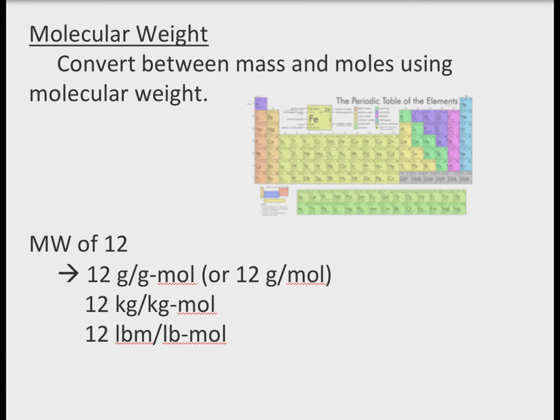Okay, next concept, molecular weight. When we talk about molecular weight, we're talking about converting between mass and moles, and we use the molecular weight. You've done this before, again, just to review.